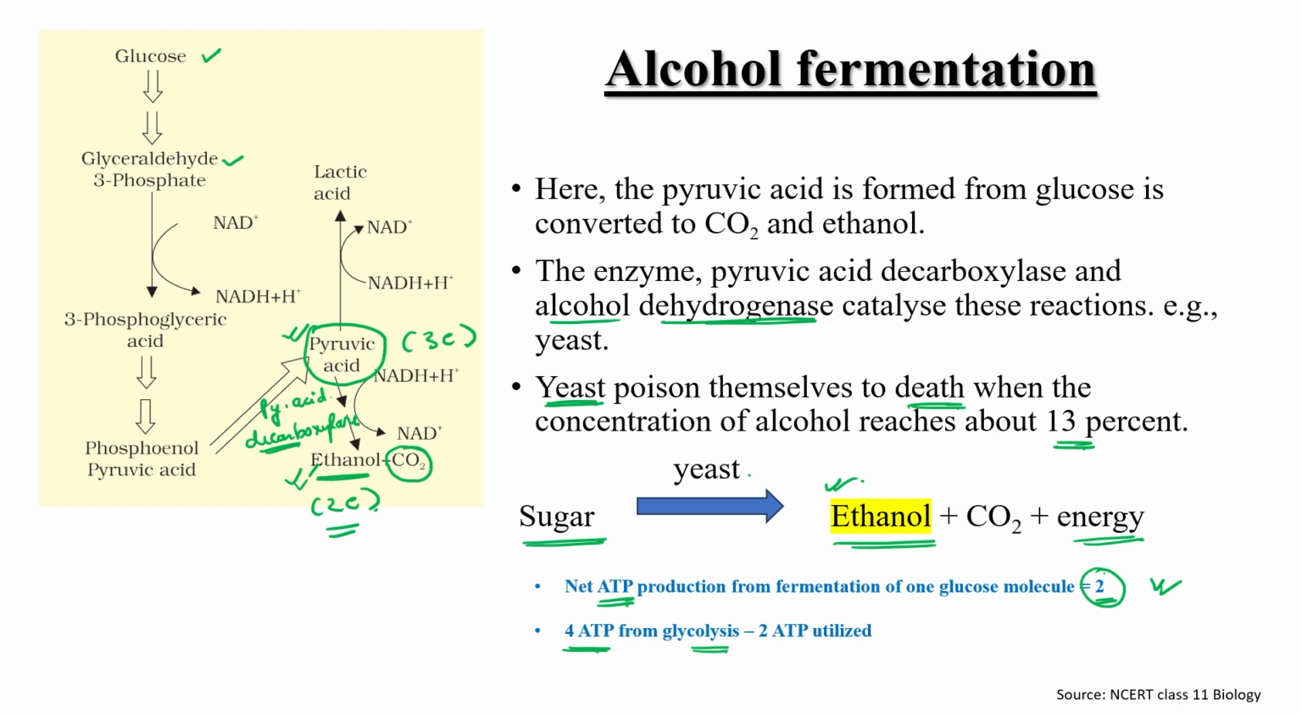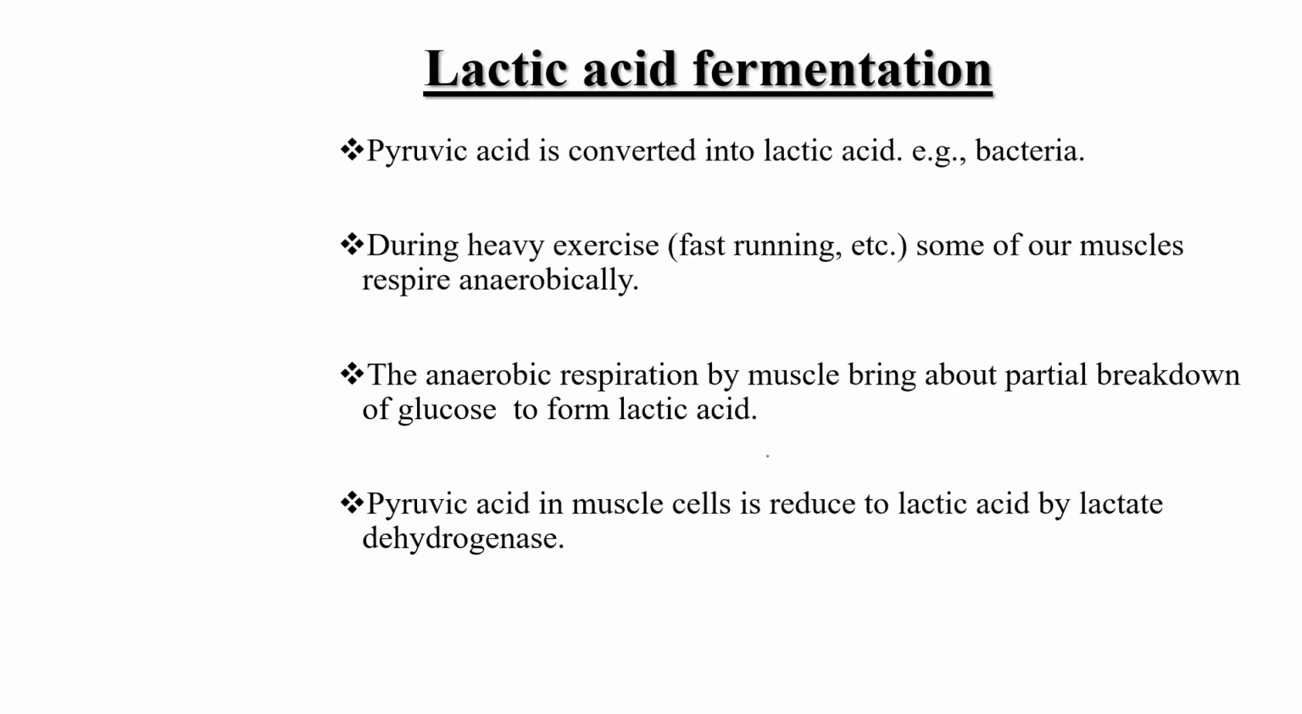But in the laboratory you must have seen 70% alcohol, 100% alcohol. That type of alcohol has been produced through the distillation process only, and that is very toxic. Okay, so this is about alcohol fermentation. Next is lactic acid fermentation. When this pyruvic acid gets converted into lactic acid, bacteria are involved in this conversion.